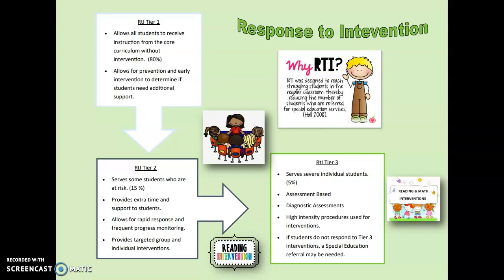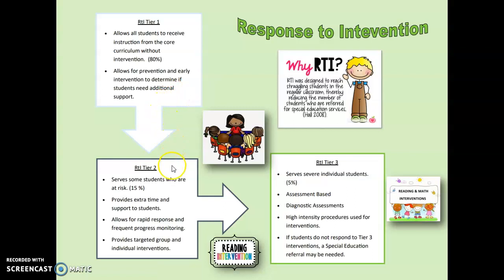This is my response to intervention diagram that I created for this project. It shows how students can go from Tier 1 to Tier 2 to Tier 3 based on the type of interventions that they need. As you can see in Tier 1, this is where all students are considered to be. That's about 80% of the student population, and they all learn from the core curriculum without any intervention. But this tier also allows for early intervention if students do need additional support.